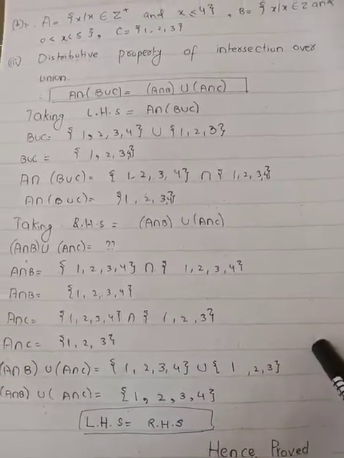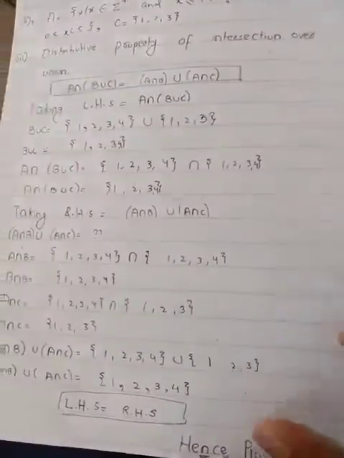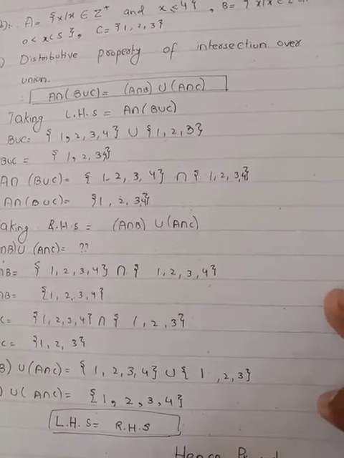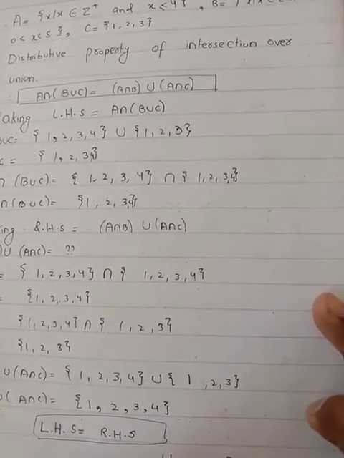So this was the answer of the distributive property of intersection over union. So with this we have completed our exercise 1.2, and in the next class we will move towards exercise 1.3 and the related concept to that exercise.